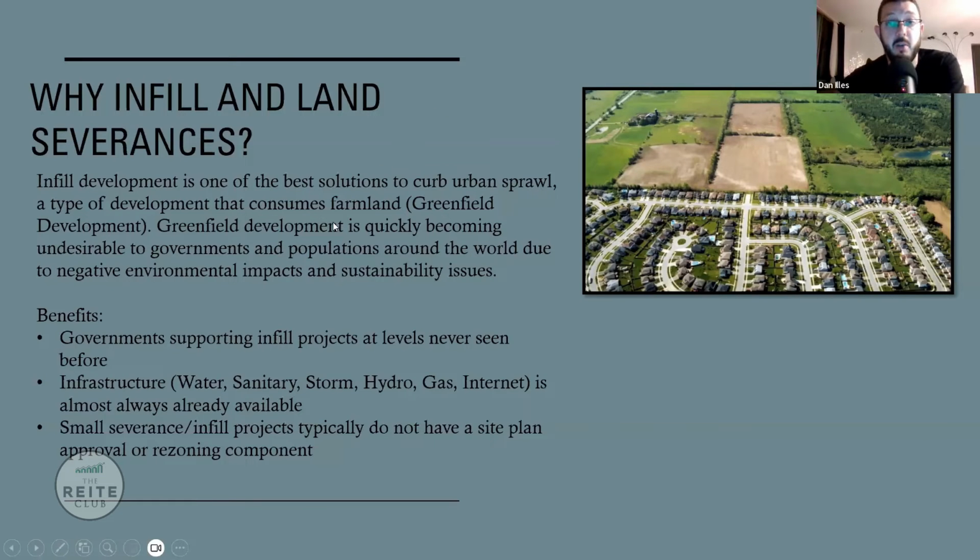Some of the main benefits of doing infill development as opposed to greenfield development is governments are supporting infill development projects at levels we've never seen in the past. Infrastructure is typically there, whether it be water, storm sewers, sanitary sewers, or hydro, which can really reduce cost and help the simplicity of the project. And I find with some of these smaller severance infill projects, they typically don't have a site plan approval component or any kind of rezoning components, which can let you move a lot faster.